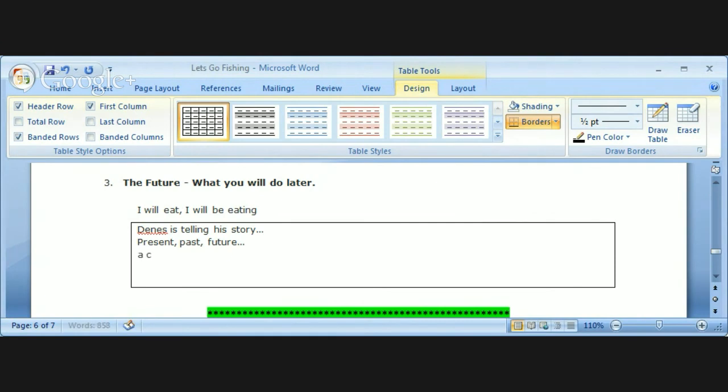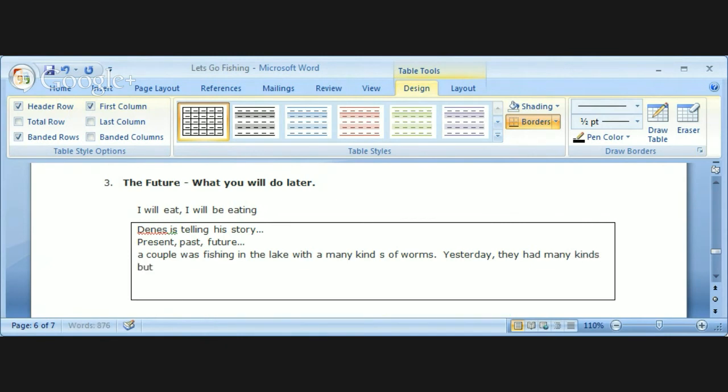A couple was fishing in the lake with many kinds of worms. Yesterday, they were fishing with just one kind of worm, but it didn't work. Today, they are going to fish many fish. Yes, they're going to fish. They're going to catch. Okay, I'm sorry. Yesterday they had just one kind of worm. Today they have many kinds of worms. So they caught many kinds of fish.